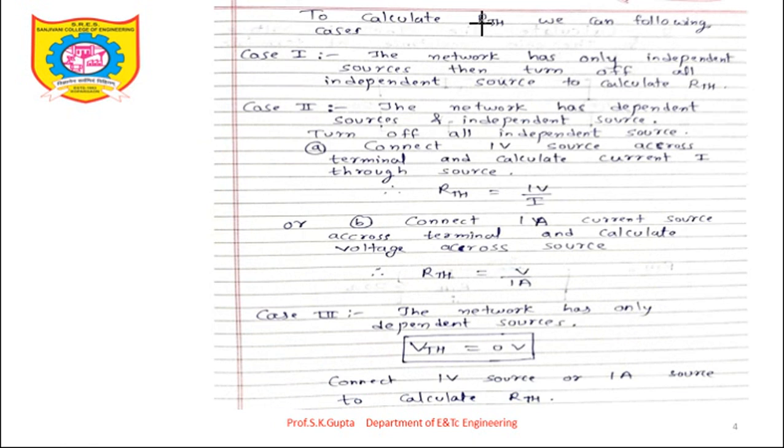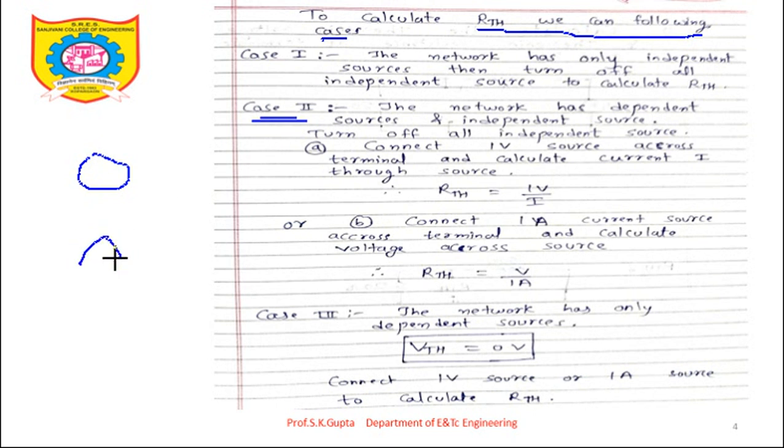So whenever we are calculating RTH, we can come across the following cases. Case number 1: the network has only independent sources. That means all sources are with a circle. Then in that case you have to turn off those sources and calculate the total resistance by using series parallel combination.